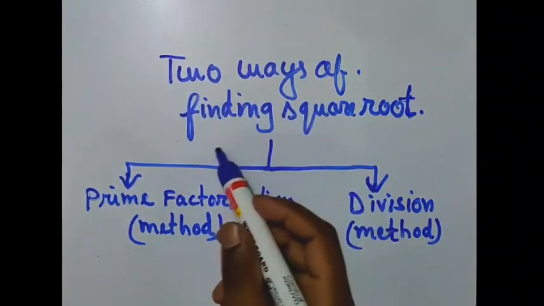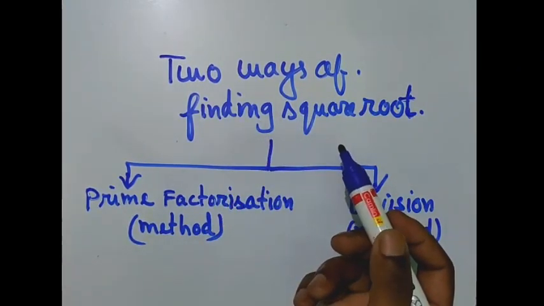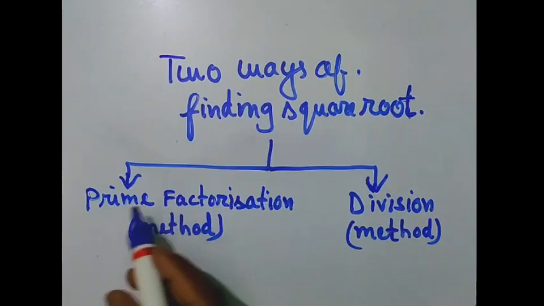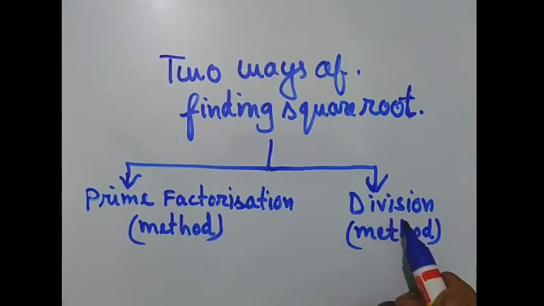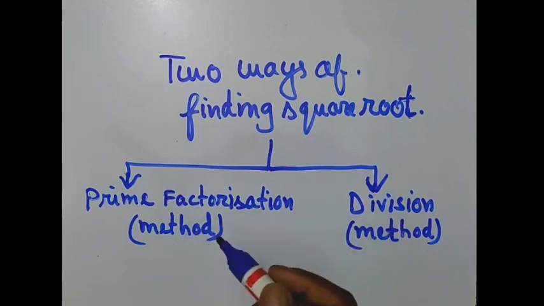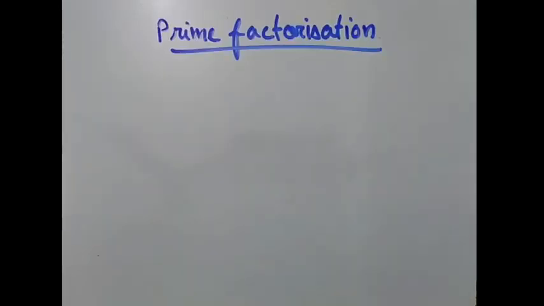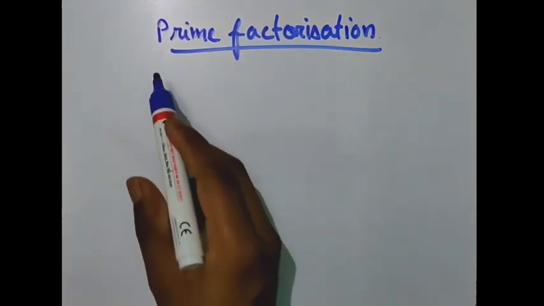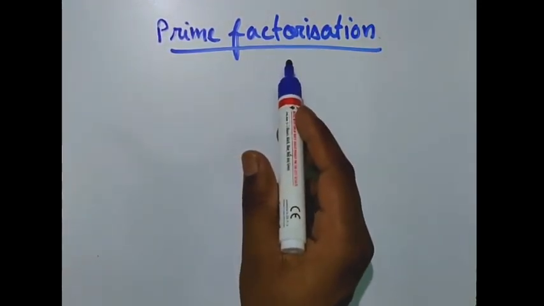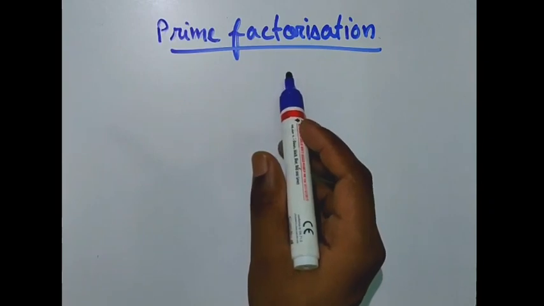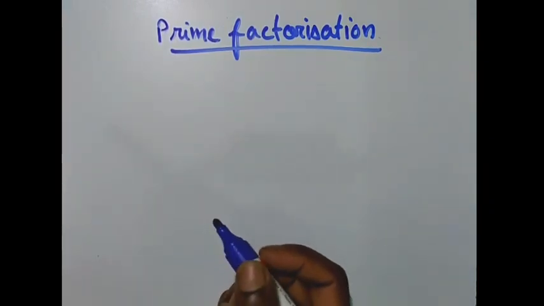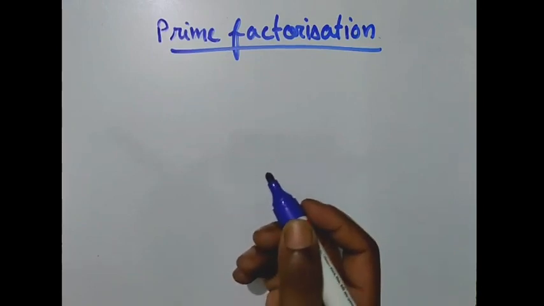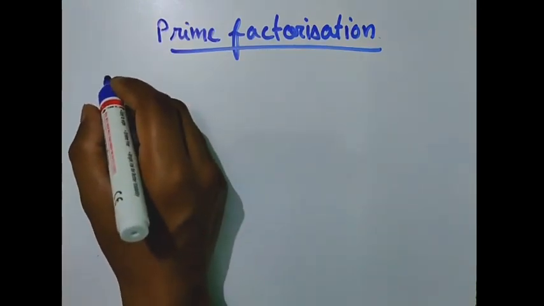There are two ways to find a square root. First method is prime factorization and the other one is division. Let's start with prime factorization. This method you are well aware of because you have done it in your previous class when you were finding the prime factors of any number. So let's take an example.